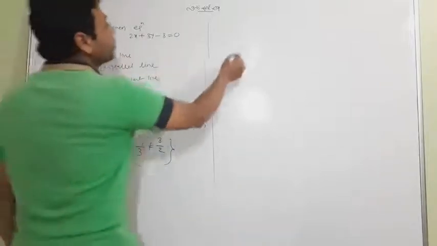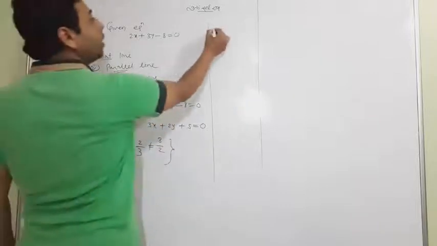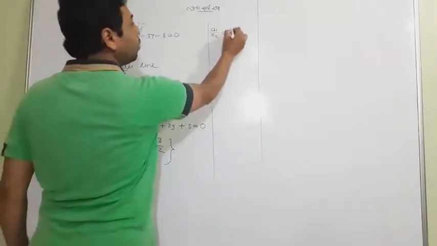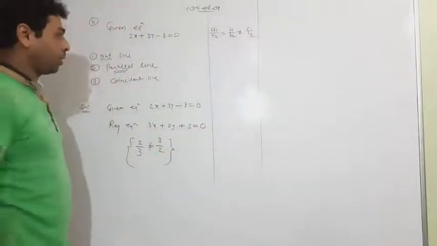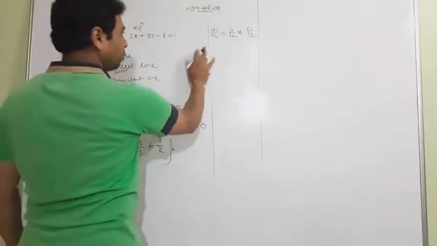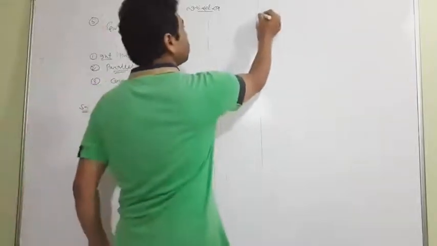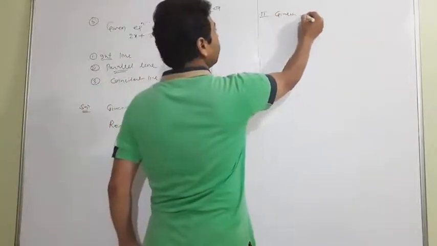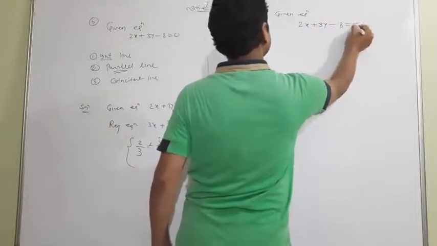Now guys, parallel lines. What is the condition for parallel lines? a1 upon a2 equal to b1 upon b2 not equal to c1 upon c2. So I have a trick. The given equation, what equation do we have in the second question? 2x plus 3y minus 8.